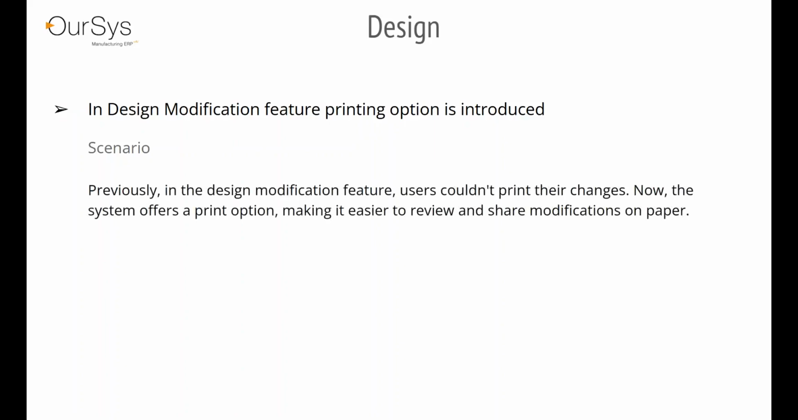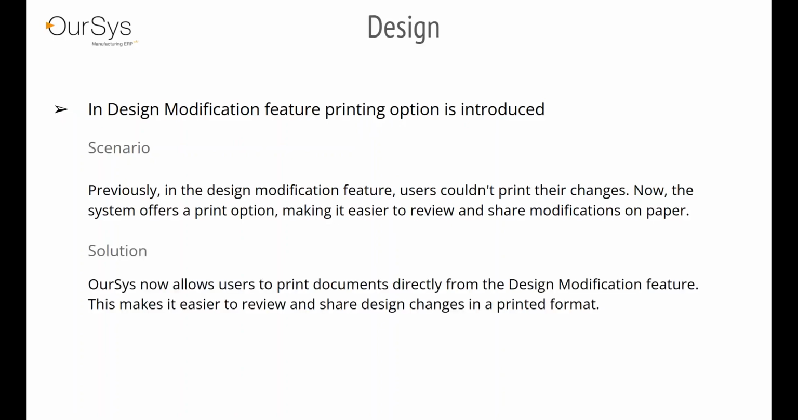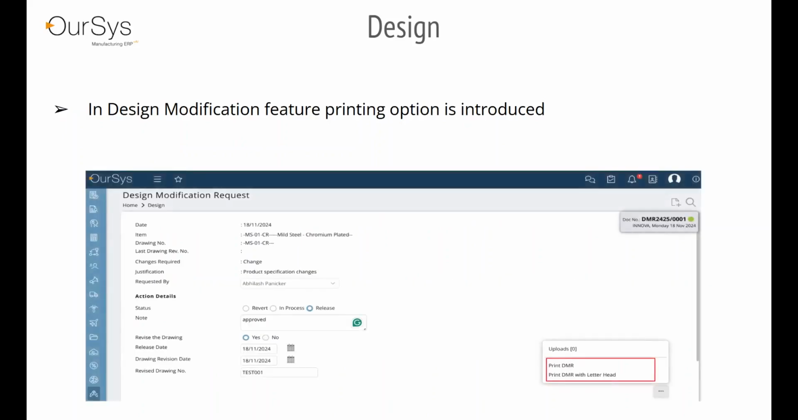In the design modification feature, a printing option is introduced. Before, users couldn't print the changes or modifications they had made in the feature. So now OurSys lets users take the print directly from the design modification feature. This makes it easier for users to review and share the design changes in print. So here you can see under the design module there is a link called design modification request, where if you take a print, the system will highlight the changes.